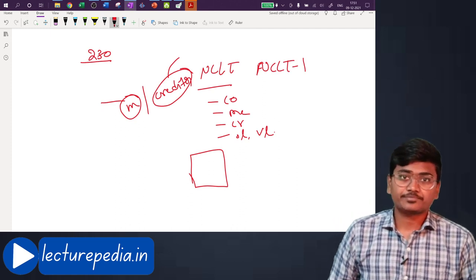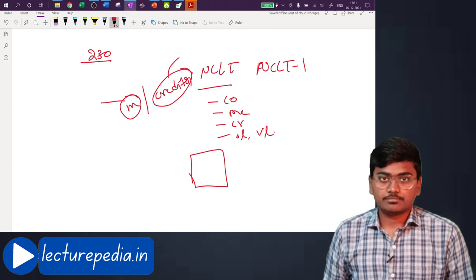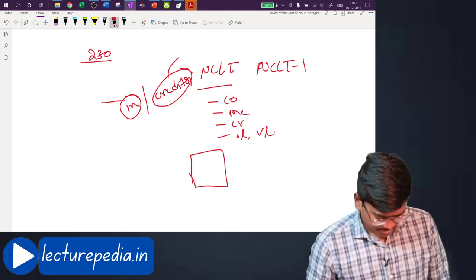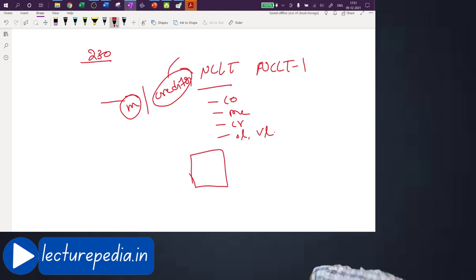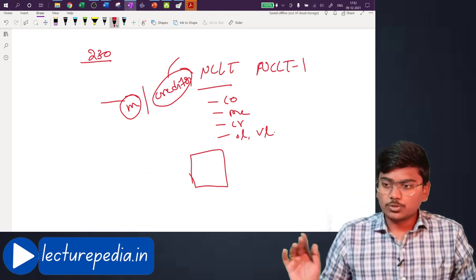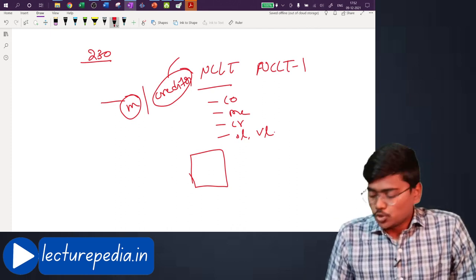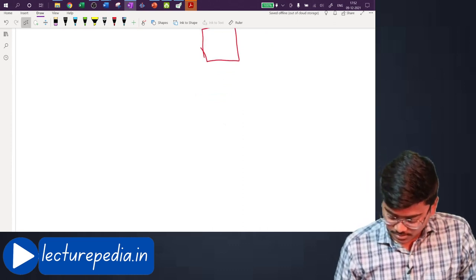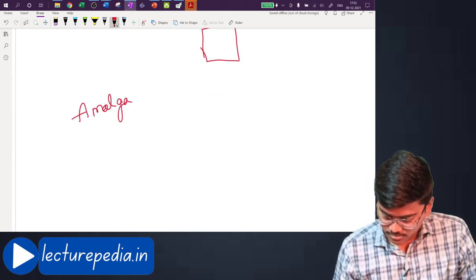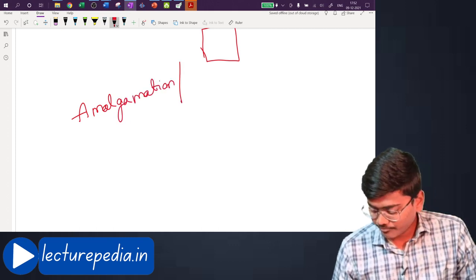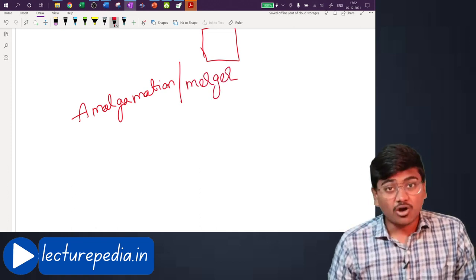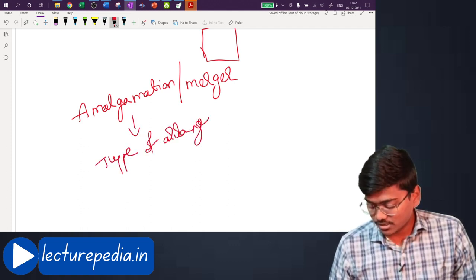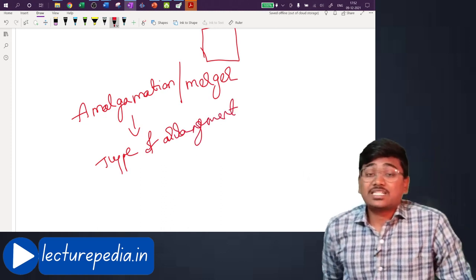Now in this class we will move into amalgamation or merger, you can say. What is the procedure to be followed for the purpose of amalgamation or merger? Before moving into the sections related to amalgamation, you need to remember a fact that even amalgamation or merger is also a type of arrangement. Okay, even amalgamation and merger is also a type of arrangement.